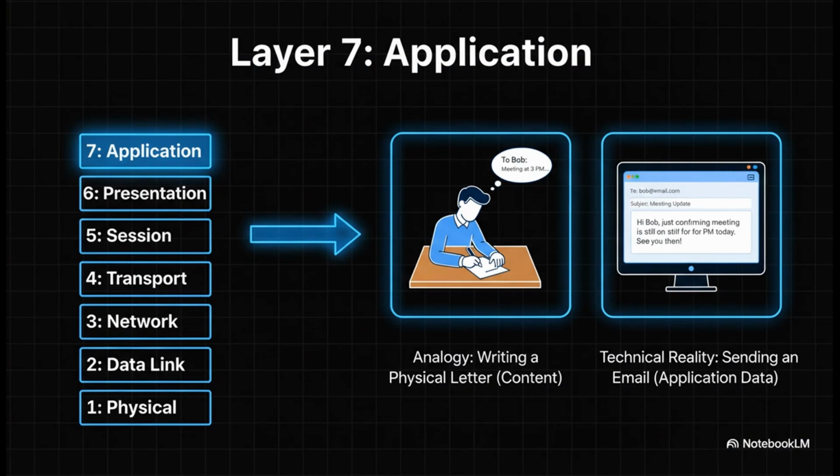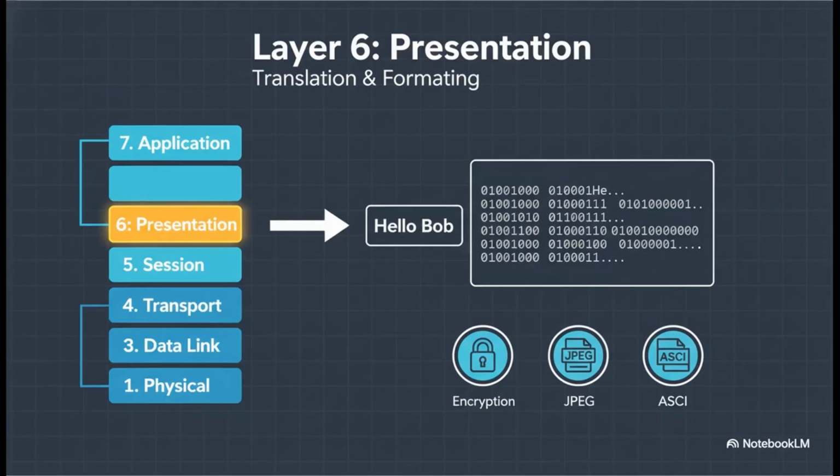Let's start at the very top, layer 7, the application layer. This one's easy. It's simply the content of your message. It's you with a pen and paper writing the words in the letter. In the digital world, this is your email or your request for a web page. It's the data itself.